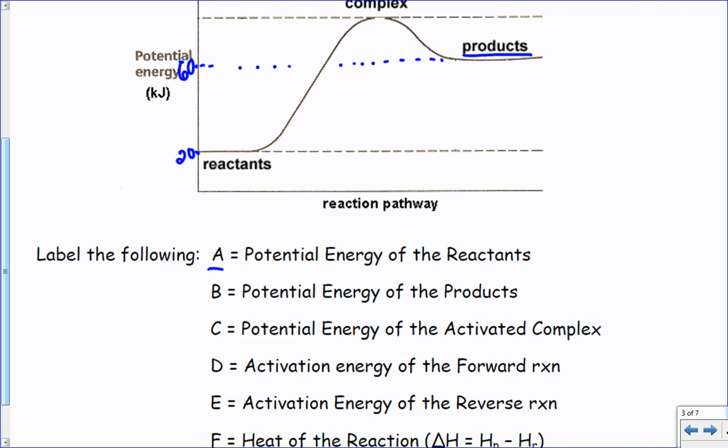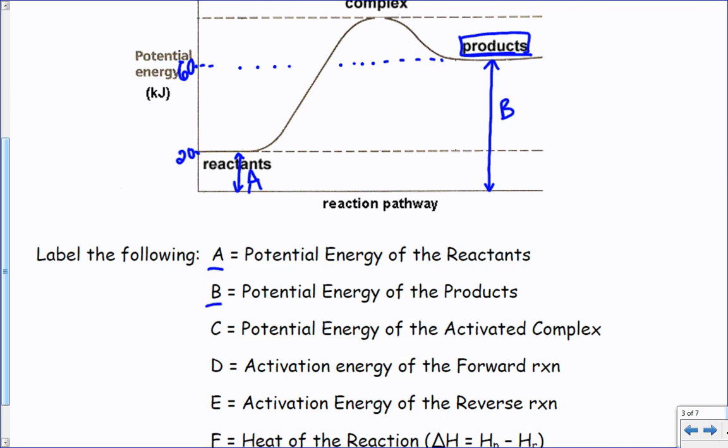So in this case, it's A. So reactants are on this side. The potential energy is here. I'm going to label it A. There we go. The potential energy of the products. Products are on the right-hand side. So the potential energy is going to go all the way to the bottom. This is of the products, B.